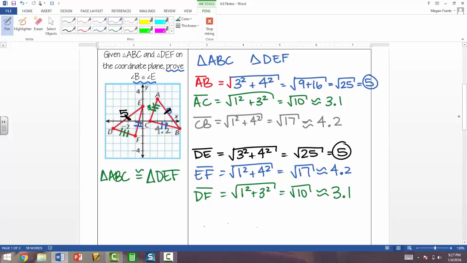Now once these triangles are congruent, CPCTC says literally every single part of this triangle also has to be congruent. So the angles that match up are going to be congruent. So angle A and angle D are going to be the same. Angle B and angle E are going to be the same. And angle C and angle F are going to be the same. So we can prove that B and E are the same by CPCTC.